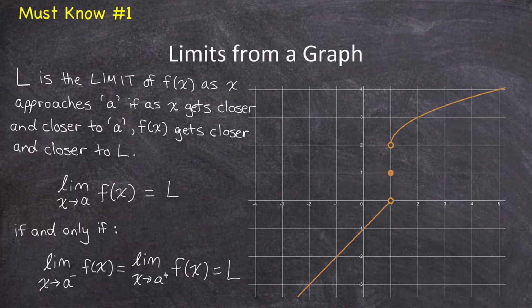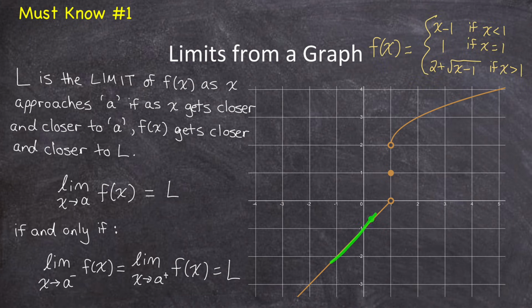And the best way for me to help you understand what this all means is by calculating a limit of this piecewise function using its graph. I'll also write its equation above. It's made up of this linear function when x is less than 1, this square root function when x is bigger than 1, and it's equal to this point right here when x is equal to 1.